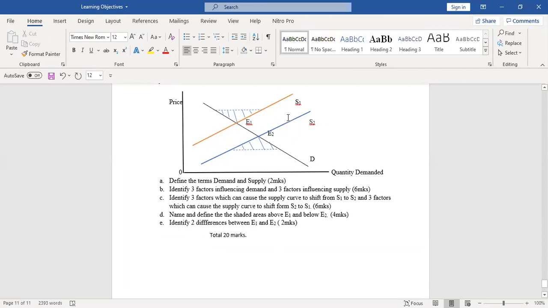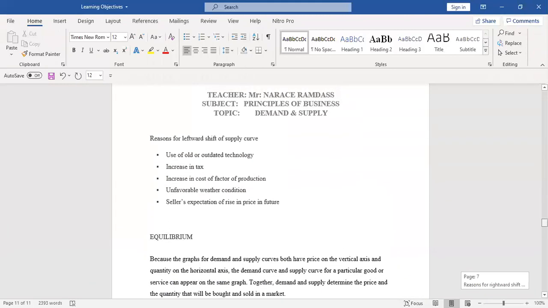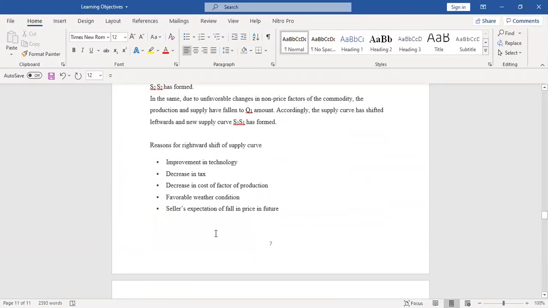Improvement in technology or new technology. Favorable weather conditions. Right? We're looking for factors that will influence the supply curve to shift outwards. Improvement in technology. Decrease in taxes. Decrease in the cost of a factor of production. Favorable weather conditions. Sellers' expectation of a fall in price in the future.